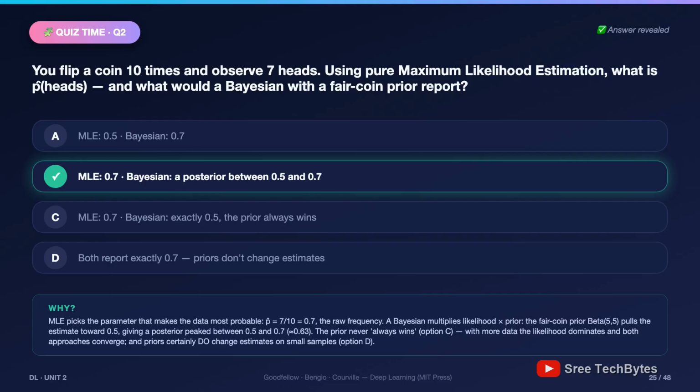Option C overcorrects. The prior never always wins, it's one voice, weighed against the data. And option D dismisses priors entirely, but on 10 flips, the prior genuinely moves the answer. The follow-up worth pondering: after 1,000 flips with 700 heads, the gap between the two approaches nearly vanishes. Data in bulk wins every argument. And with that, part 1 is complete.